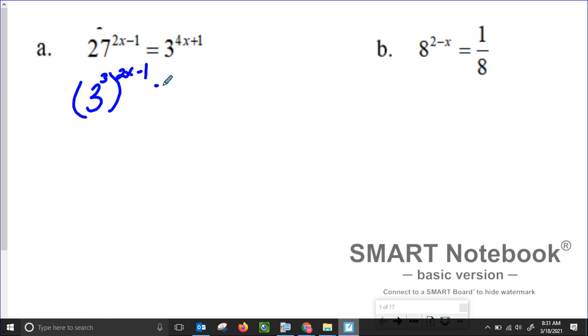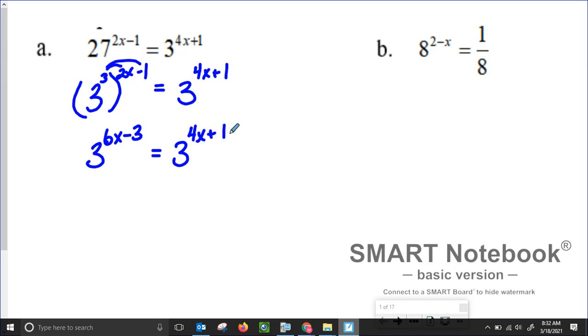And of course our exponent stays the same. Now that we have this power to a power, we can go ahead and multiply. Do remember that you have to distribute to both of these. So this will end up being 3 to the 6x minus 3 power, and then this, of course, is still just 3 to the 4x plus 1.